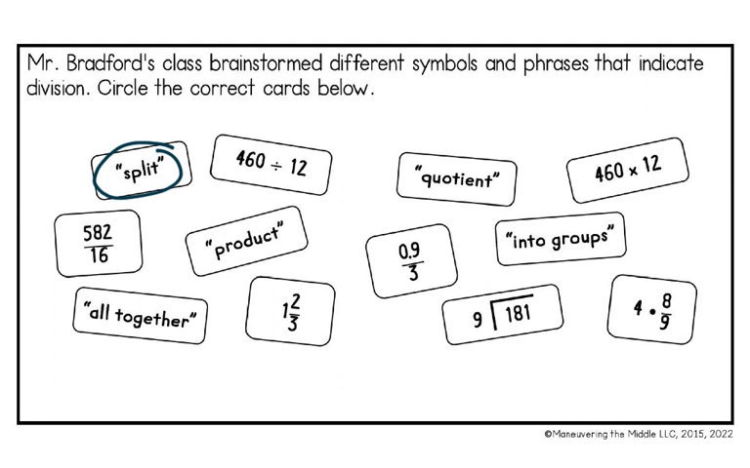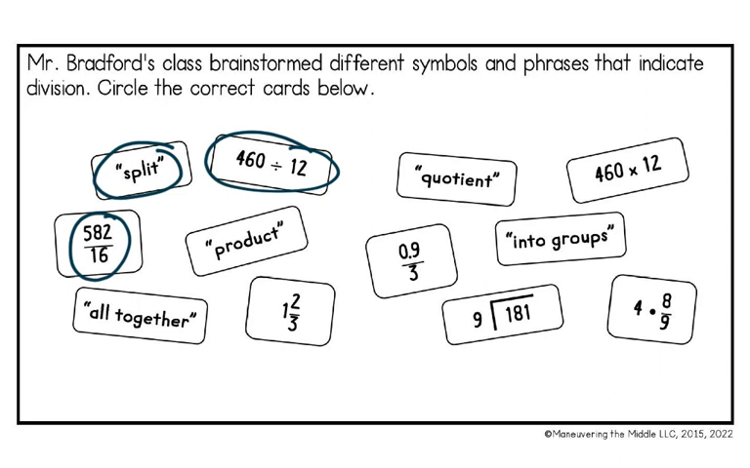If we have 460 divided by 12, we know that that is division because it has the division symbol. 582 over 16, that is a fraction, and fractions are simply division. If something is a product, that is not division because that is multiplication. Altogether, again, would not be division because you'd be adding.